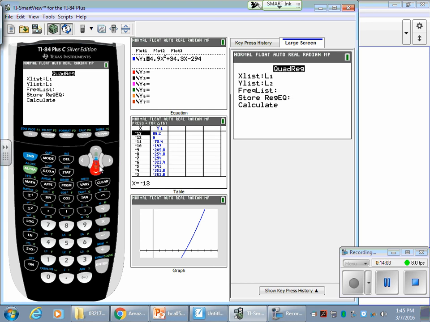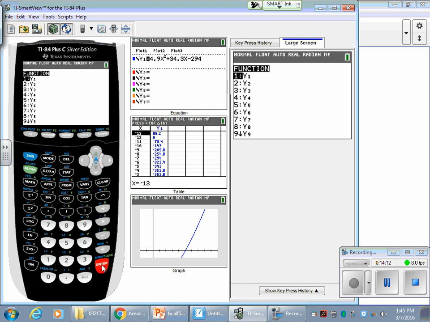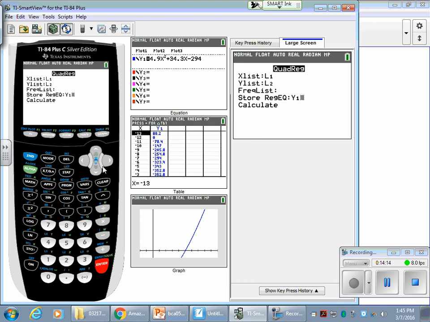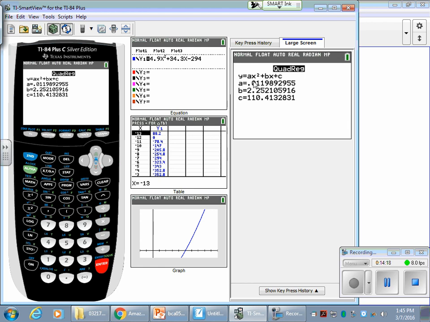If you want to go ahead and store it in your calculator, you don't have to do this. You can just write it down. But if you want to store it, you can push this vars key, go over to yvars, and hit enter. I'm going to put this one in Y1. So the quadratic equation is this, y equals 0.11x squared plus 2.25x plus 110.4.